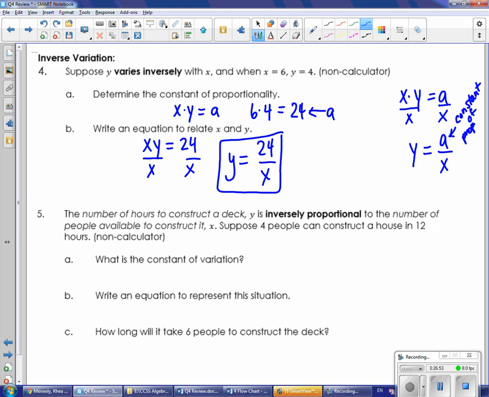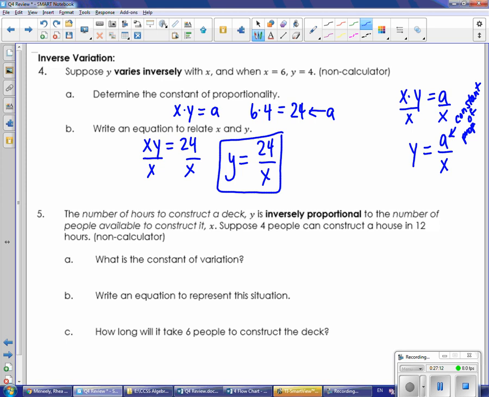But when I think about it in context, I think it makes more sense. So it says the number of hours to construct a deck, and we'll call that y, is inversely proportional to the number of people available to construct it. I mean, doesn't that make sense? The more people that you have available, all hands on deck, right? The more people you have available, the less time it's going to take.